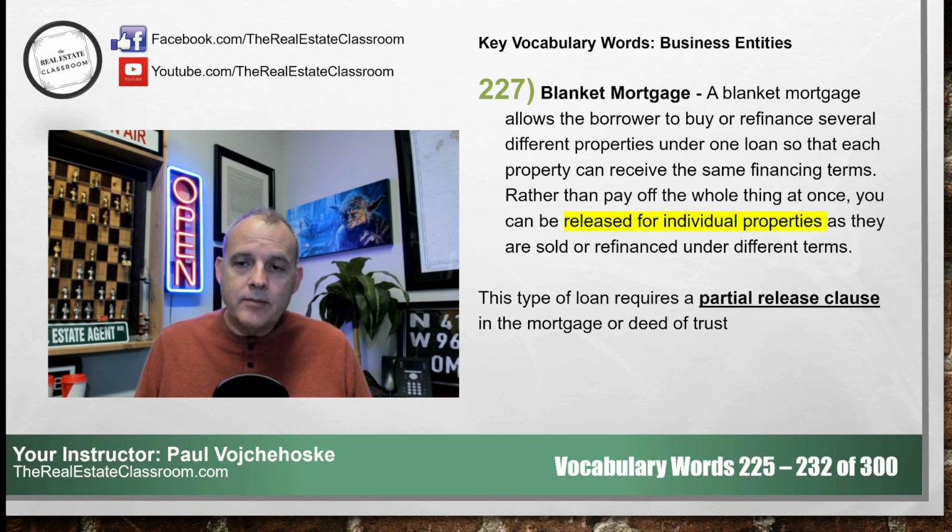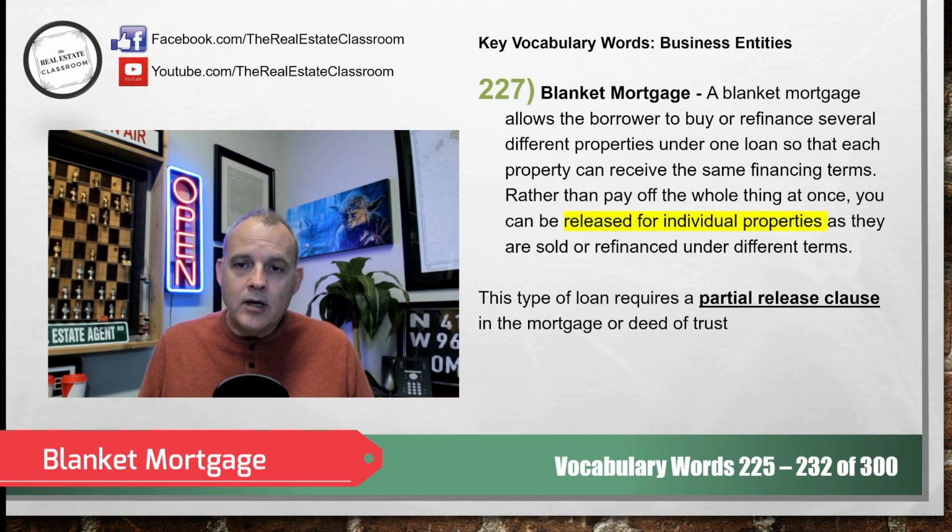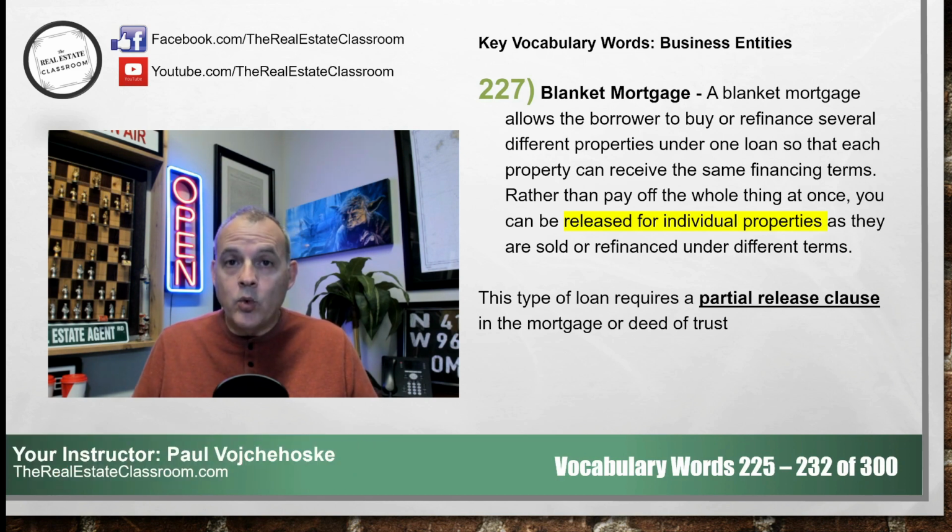Blanket mortgage. What's a blanket mortgage? Well, it allows the borrower to buy or finance several different properties under one loan. So you go out and you buy 10 homes and you put them under one loan. And the great thing about a blanket mortgage is it allows you to release individual parcels or individual pieces of property from the loan. Remember, you bought 10 homes, you put them all under one loan.